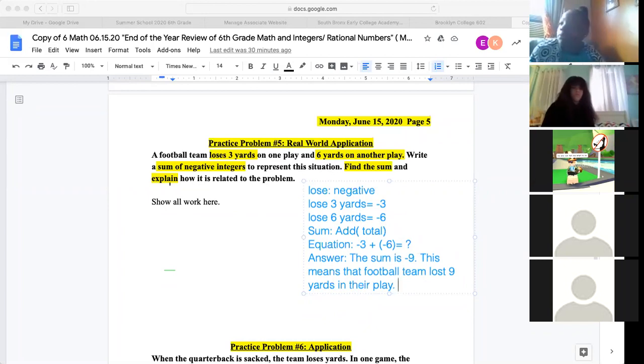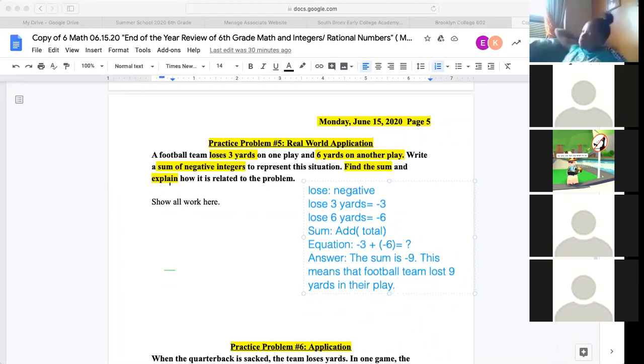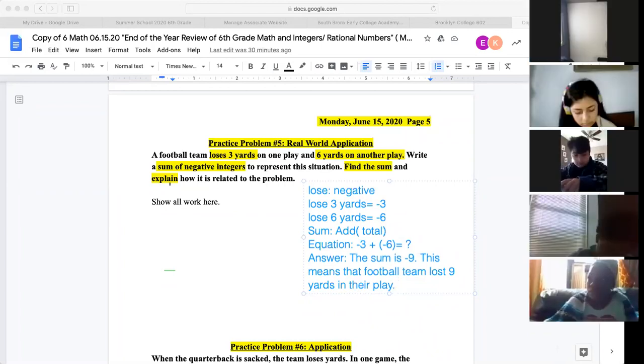So there you have it, problem 5. Again, a loss is a negative. So it's something that you lose. That's why it's negative. We're going to add negative 3 plus negative 6. When we add negative 3 plus negative 6, we are actually going to arrive at negative 9 is how much is lost.